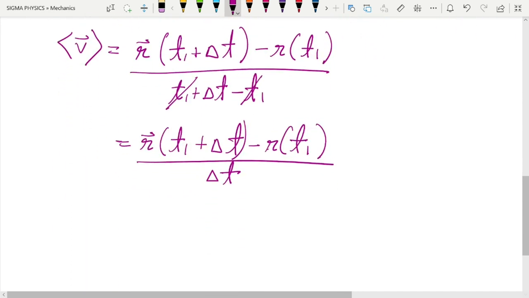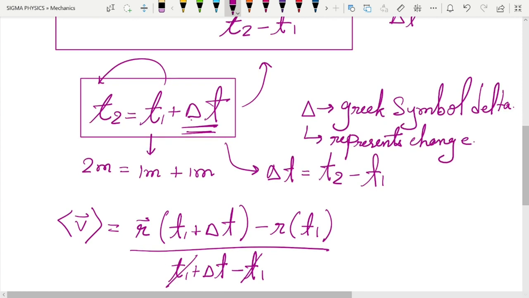Now, what if we make this delta T very, very small? Let's say instead of 1 minute, we make it so small that not even your clocks can measure it, right? Not even your stopwatch, no accurate device on earth can measure it. We make it so small, but not zero, right?